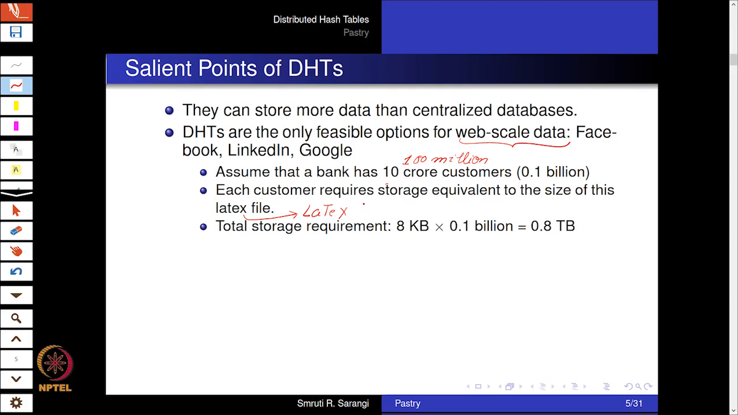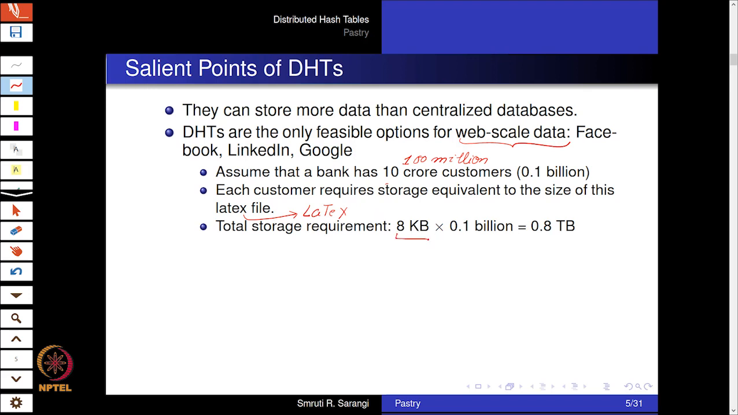So what is LaTeX? It's a wonderful typesetting system. I've used the Beamer package, so would encourage all of you to take a look at that. So I also took a look at my bank accounts, and I took a look at all the transactions. I put them in a text file. So the size of all of that was roughly the size of this file.